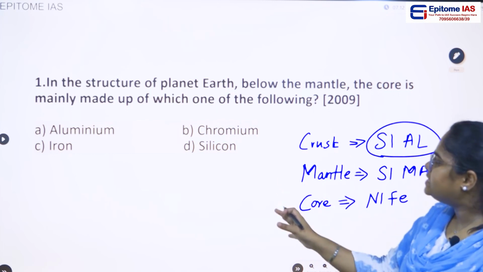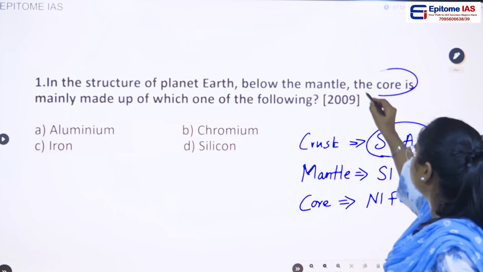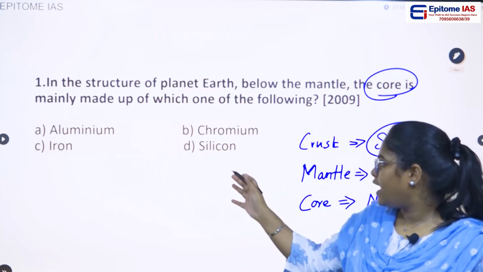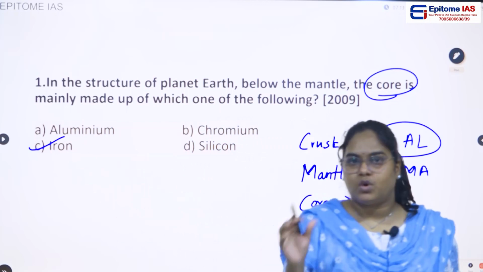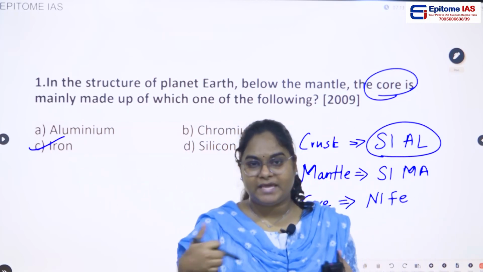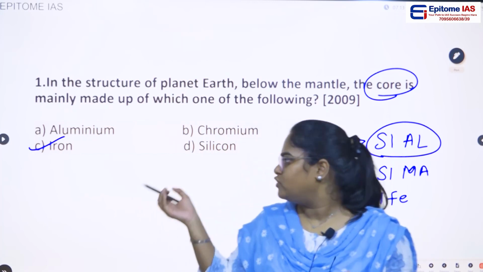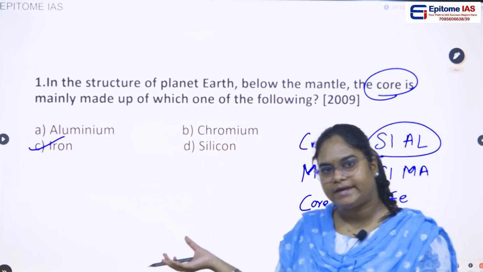So what they are asking here is the core. It is mainly made up of which of the following? One of the options is iron. So the core is actually majorly consisting of iron and nickel, and one of the options is iron. So iron is the correct answer.